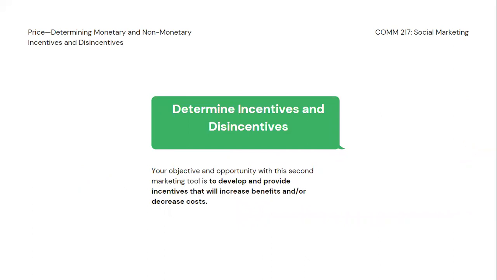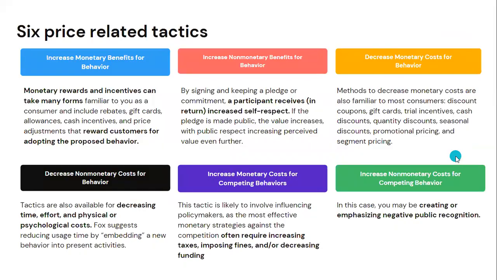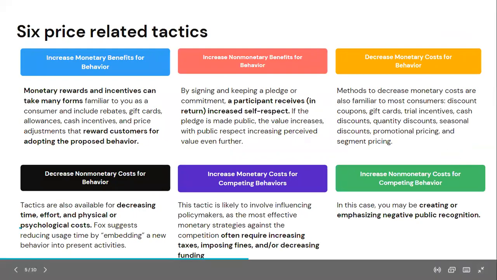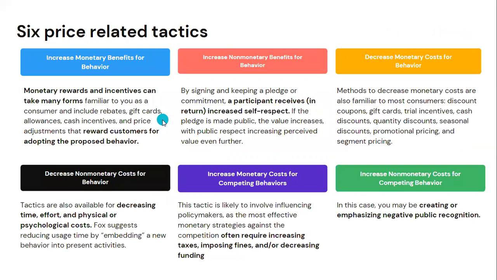So our objective in using price as a tool in our social marketing campaign is to develop and provide incentives that will increase benefits and or decrease costs. And there are 6 price-related tactics that we can use to achieve this goal, and we will be discussing them in the next slide. So first, we can increase monetary benefits for the desired behavior.